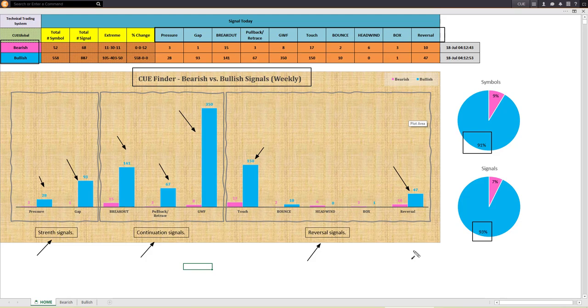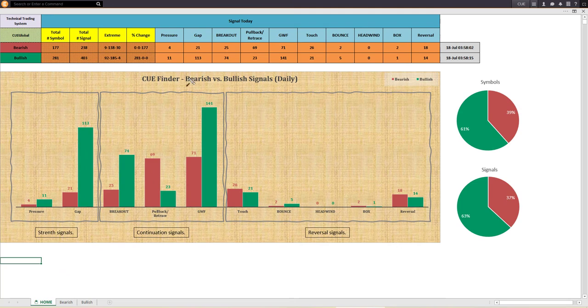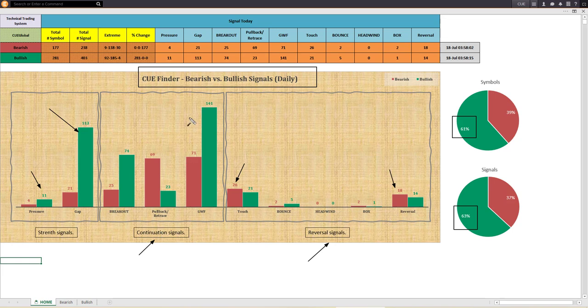What about the daily level? This is the finder picture for Friday. This is still bullish. 61% of the symbols and 63% of the signals are bullish. Strength signals are clearly more bullish. Reversal signals are more bearish than bullish. That is probably expected because we saw that both DIA and IWM reversed from the weekly memory resistance line. However, the continuation signals are overall more bullish than bearish.